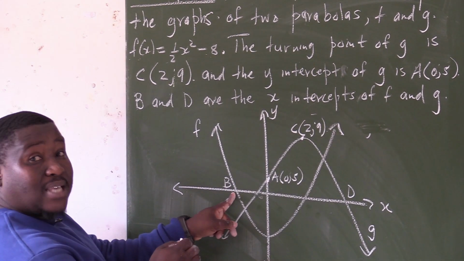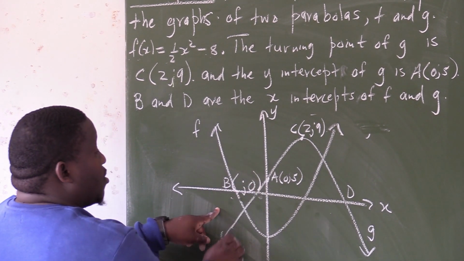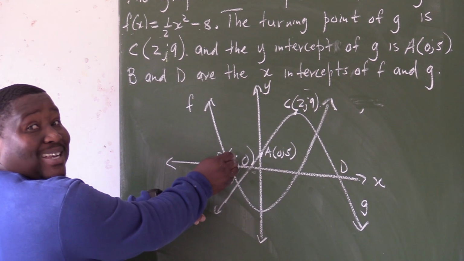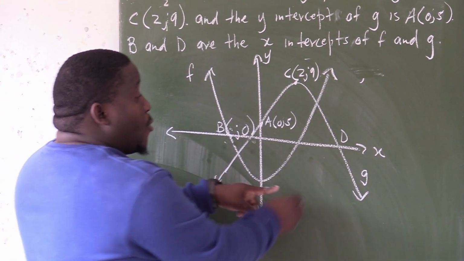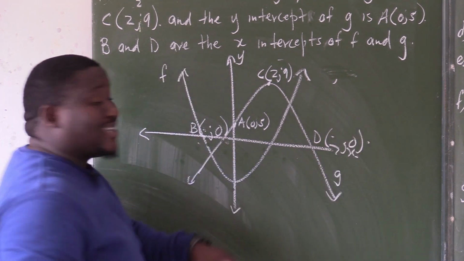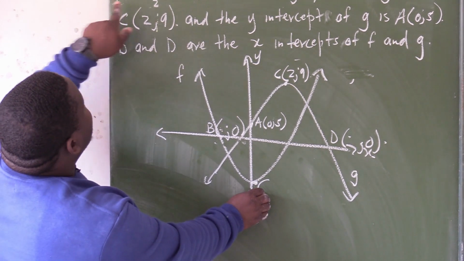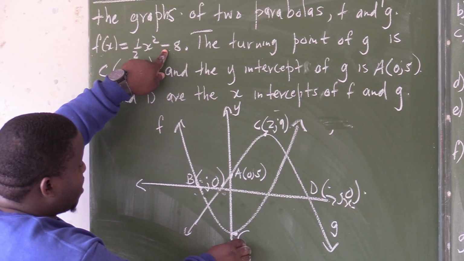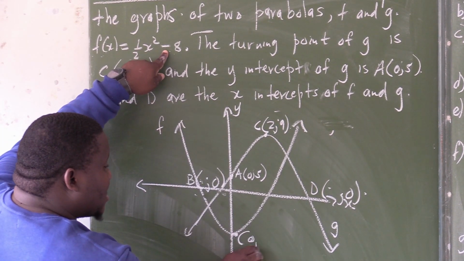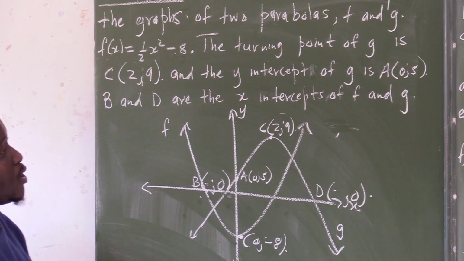One thing that you can say for now is that here I know that the value of y will be 0. I may not know the value of x, but at this point y is 0. Same with D. I may not know the value of x, but I know that the value of y is 0. Same with this point here, where the value of x is 0 and the value of y is negative 8. So this is what we know.